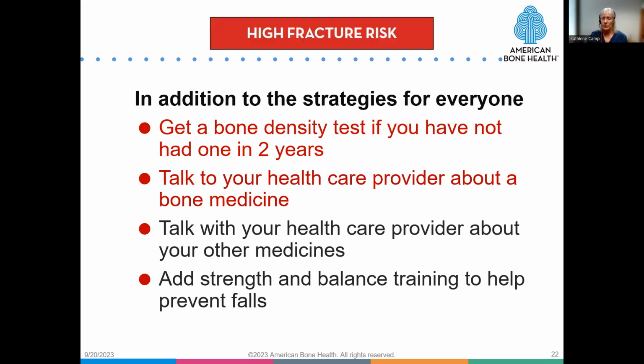And then people who are at high fracture risk need to do everything from the first two risk categories in addition to these. Get a bone density test if you have not had one in 2 years. Think about osteoporosis medicines. Your healthcare provider may want to start you on a bone medicine treatment to reduce your chance of having a fracture. If you are not on osteoporosis medicine, speak with your healthcare provider to see if you would benefit from a medicine.